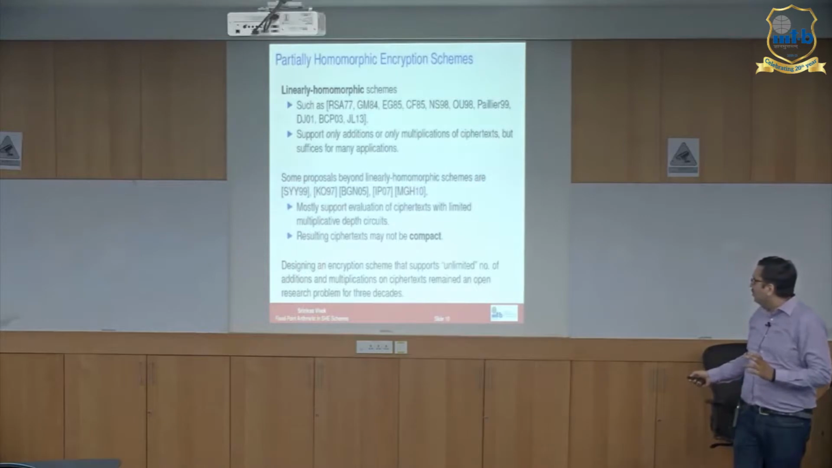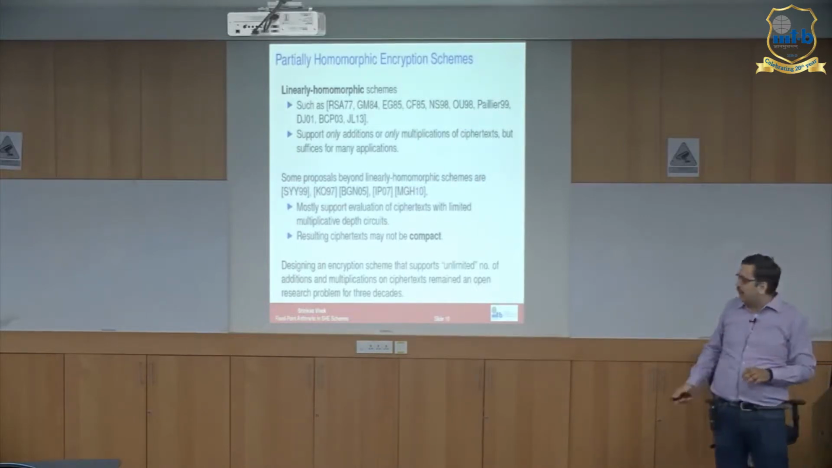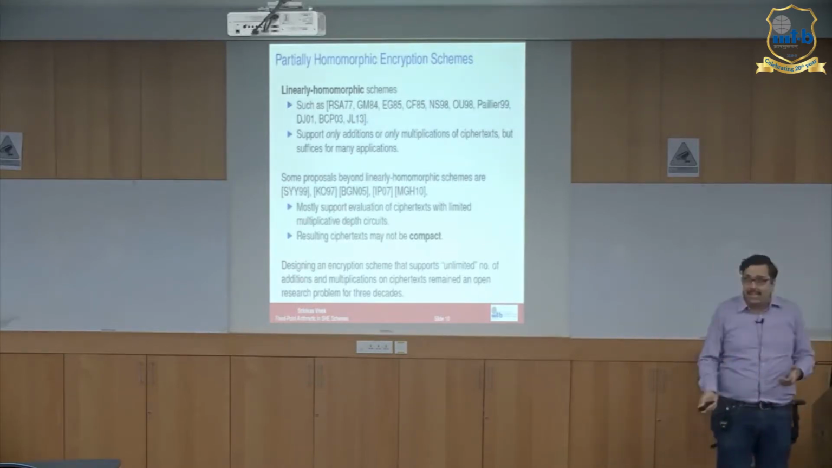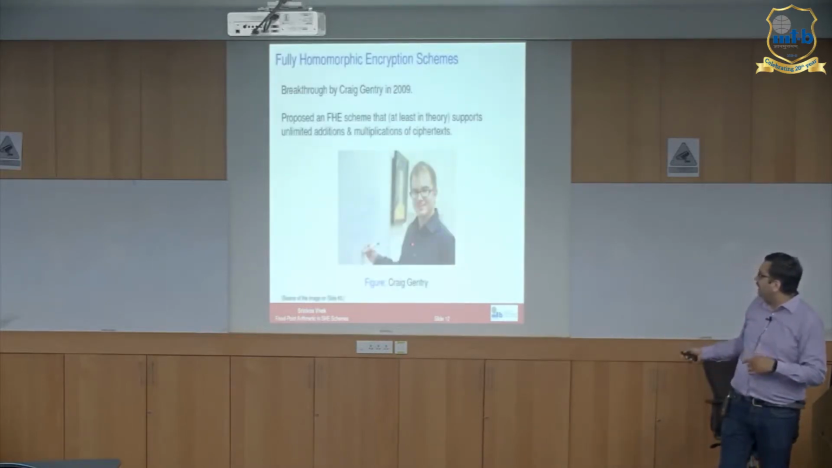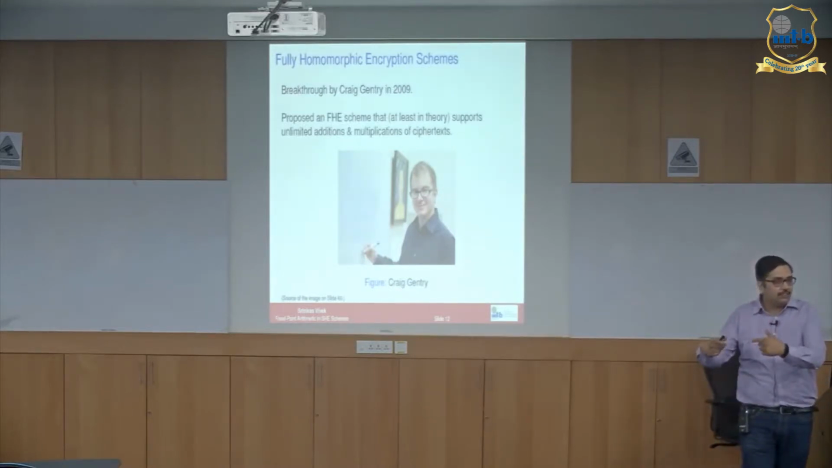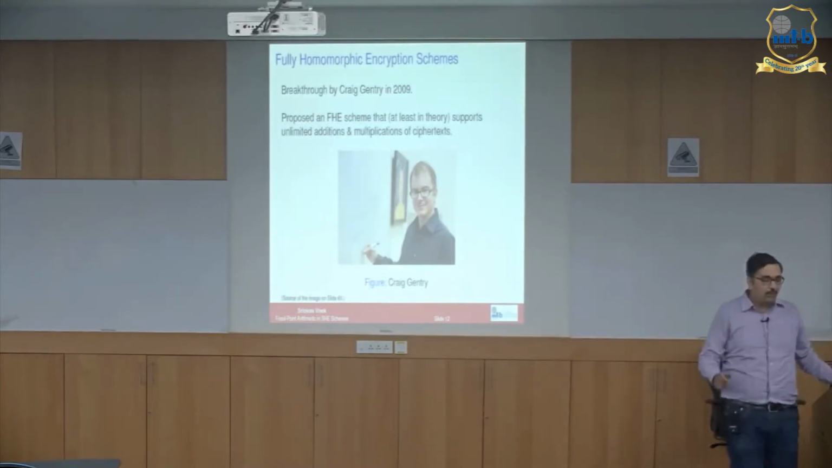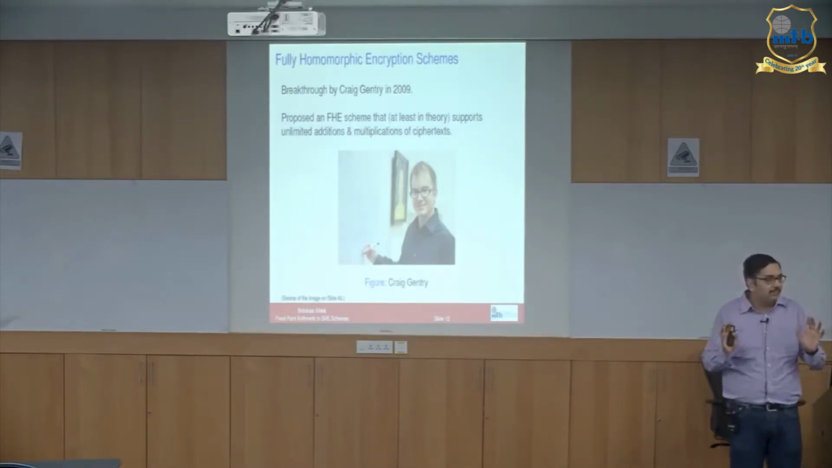Designing an encryption scheme that supports unlimited, or polynomially bounded, numbers of additions and multiplications on ciphertexts remained an open problem until Craig Gentry designed a scheme. It was a result of his thesis at Stanford. His supervisor, Dan Boneh, was already a well-known cryptographer. He came up with this fully homomorphic encryption scheme in 2009. That was really a breakthrough.